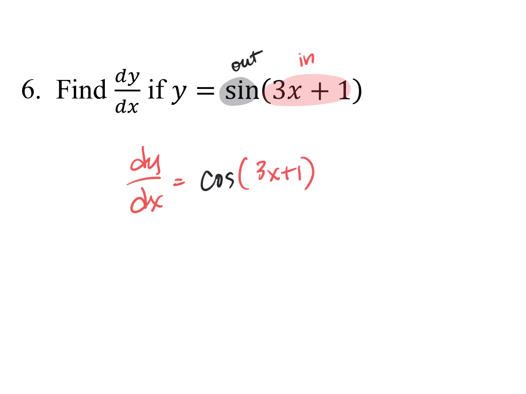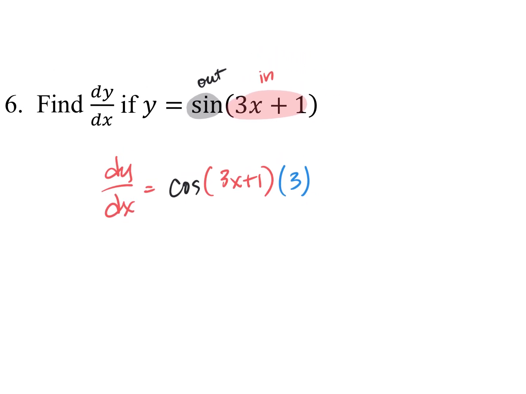Then, lastly, we've got to multiply by the derivative of the angle. What's the derivative of 3x plus 1? 3. Now, you're like, what the heck? Why didn't we have to deal with this earlier? Well, you guys, when I said, what's the derivative of sine of x? And y'all said, oh, I know the derivative of sine of x is cosine of x. Technically, we are still doing chain rule.